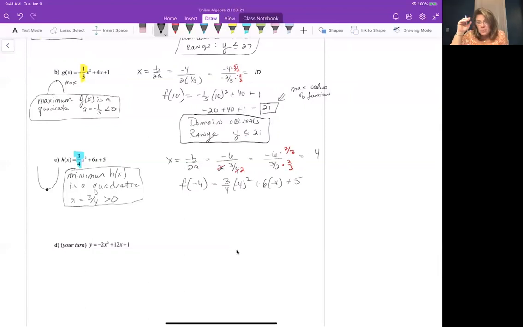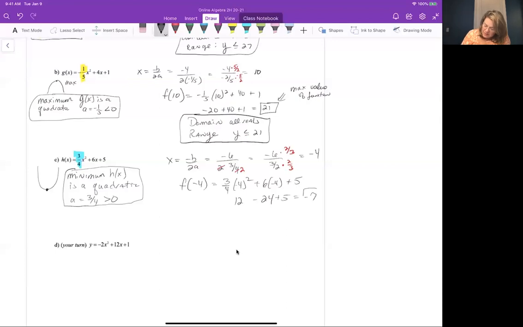All right, 4 squared is 16, divided by 4 is 4, times 3 is 12. Wait, this is not negative. Let's try that again. Negative 4 squared is a positive 16, divided by 4 gives me a positive 4, times 3 is a positive 12. 6 times negative 4 is a negative 24, and then I get plus 5. And all that added up together gives me negative 7.